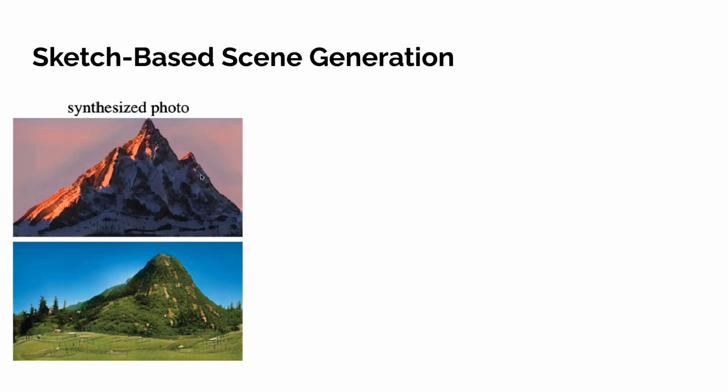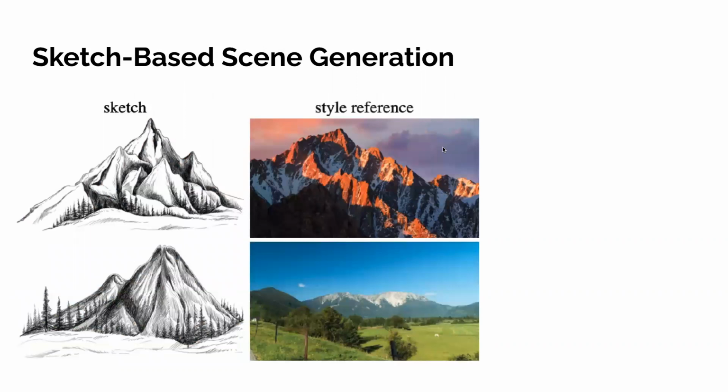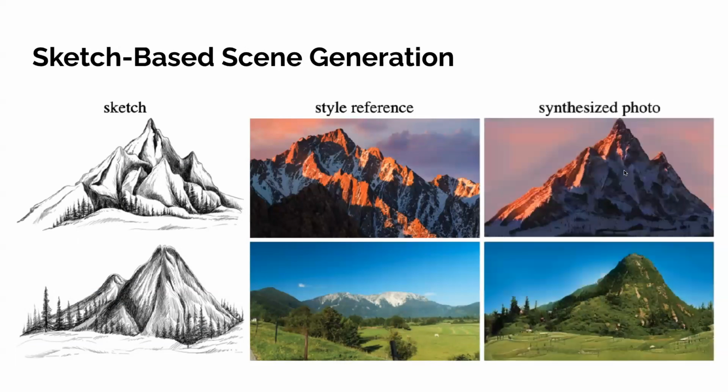as shown here. The problem for this task is that it's ill-posed because for a sketch you really don't have texture or color. So what we want is to give a style reference to this sketch input, so you know how to generate the color and texture to put there. And then you could have a synthesized photo. The style and texture look like your style reference, and the shape looks like your sketch.